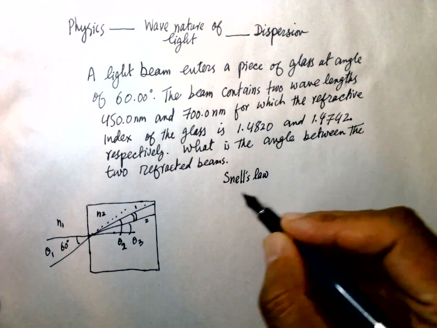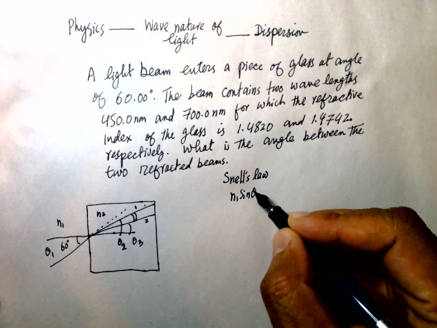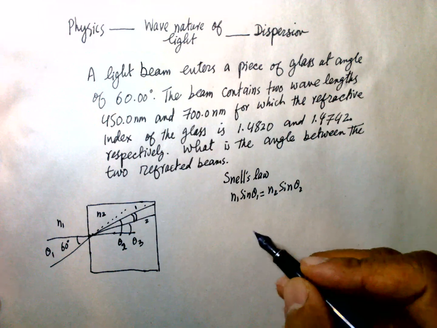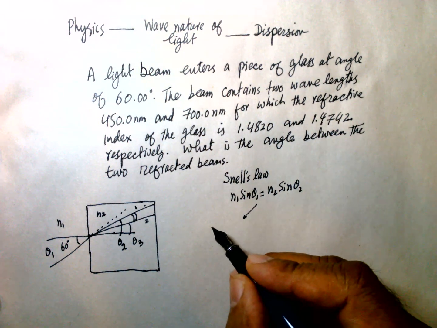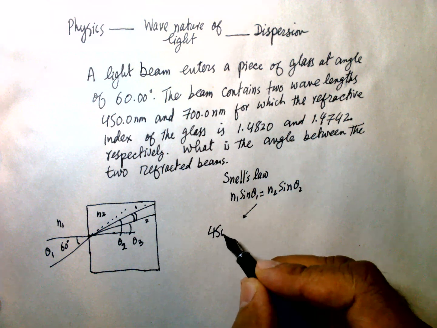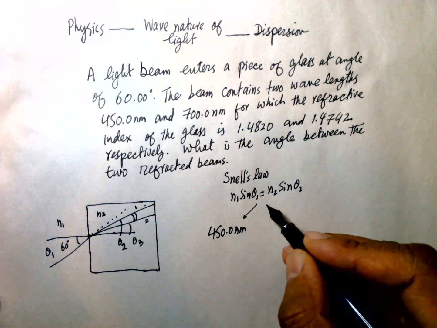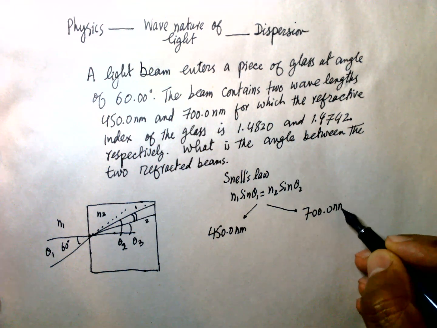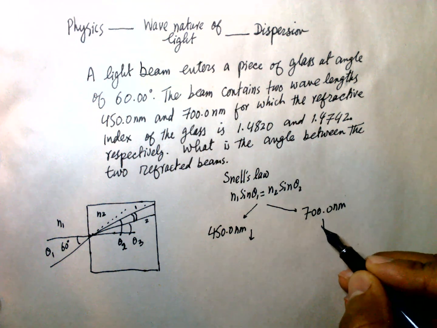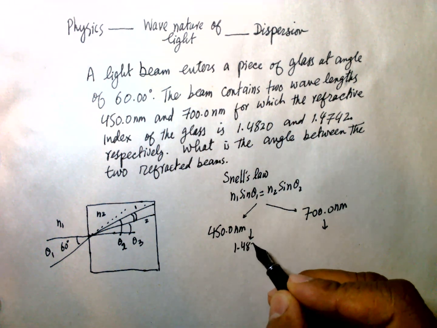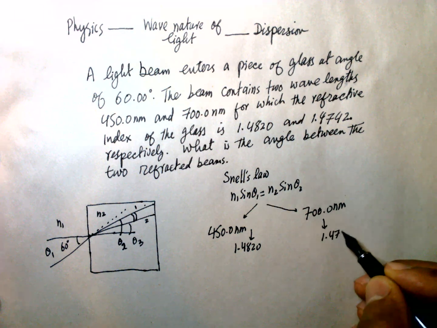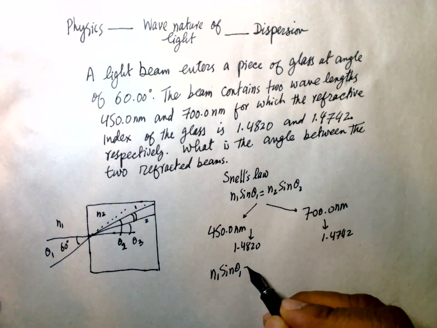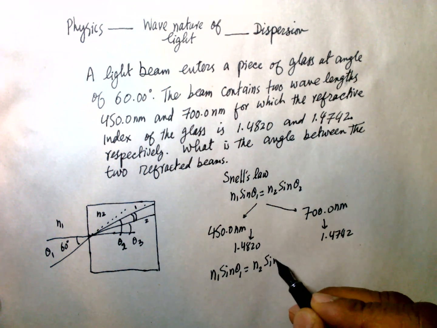Snell's law, which is N1 sine of theta 1 is equal to N2 sine of theta 2. But there are two wavelengths. Wavelength is 450 nanometer, and another one is 700 nanometers. This has a refractive index, and this has a refractive index 1.4820, 1.4742. So N1 sine theta 1 is equal to N2 sine of theta 2.